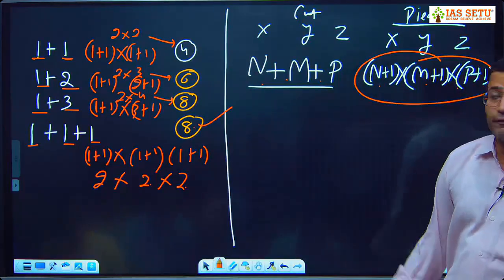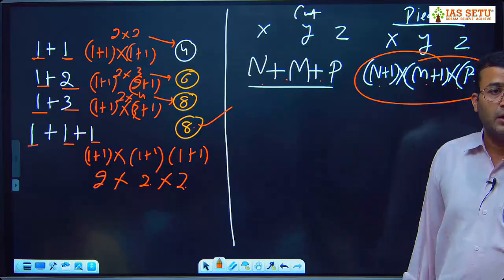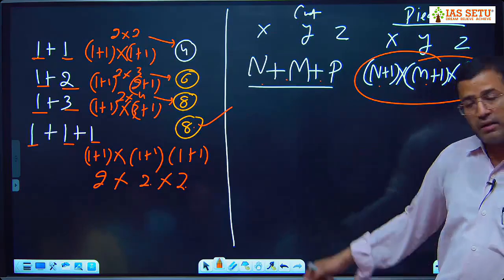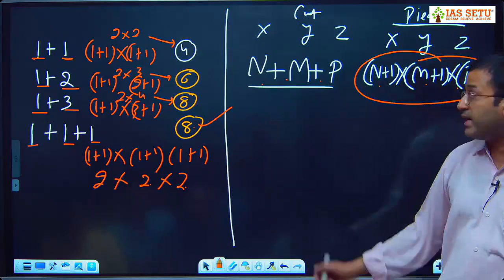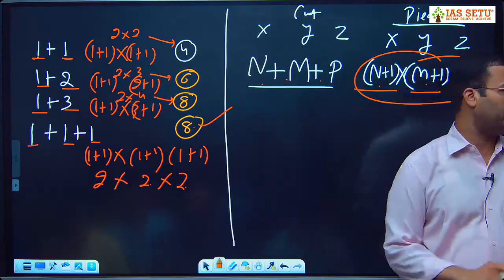Because you can't afford to draw the diagram, or you can count manually. और एग्जाम में पनीर तो ले जा ही नहीं पाओगे आप. हमें पैटर्न समझना है. पैटर्न ये है n plus 1 into m plus 1 into p plus 1.